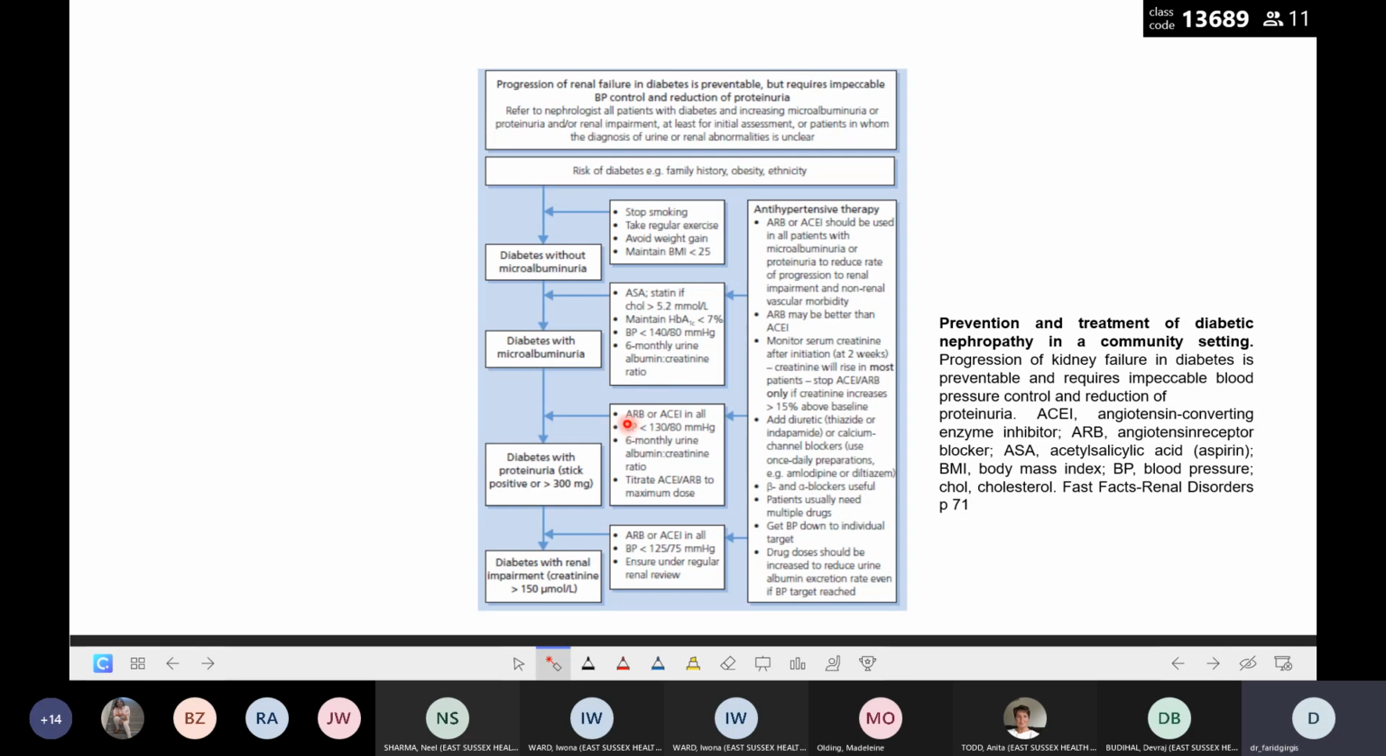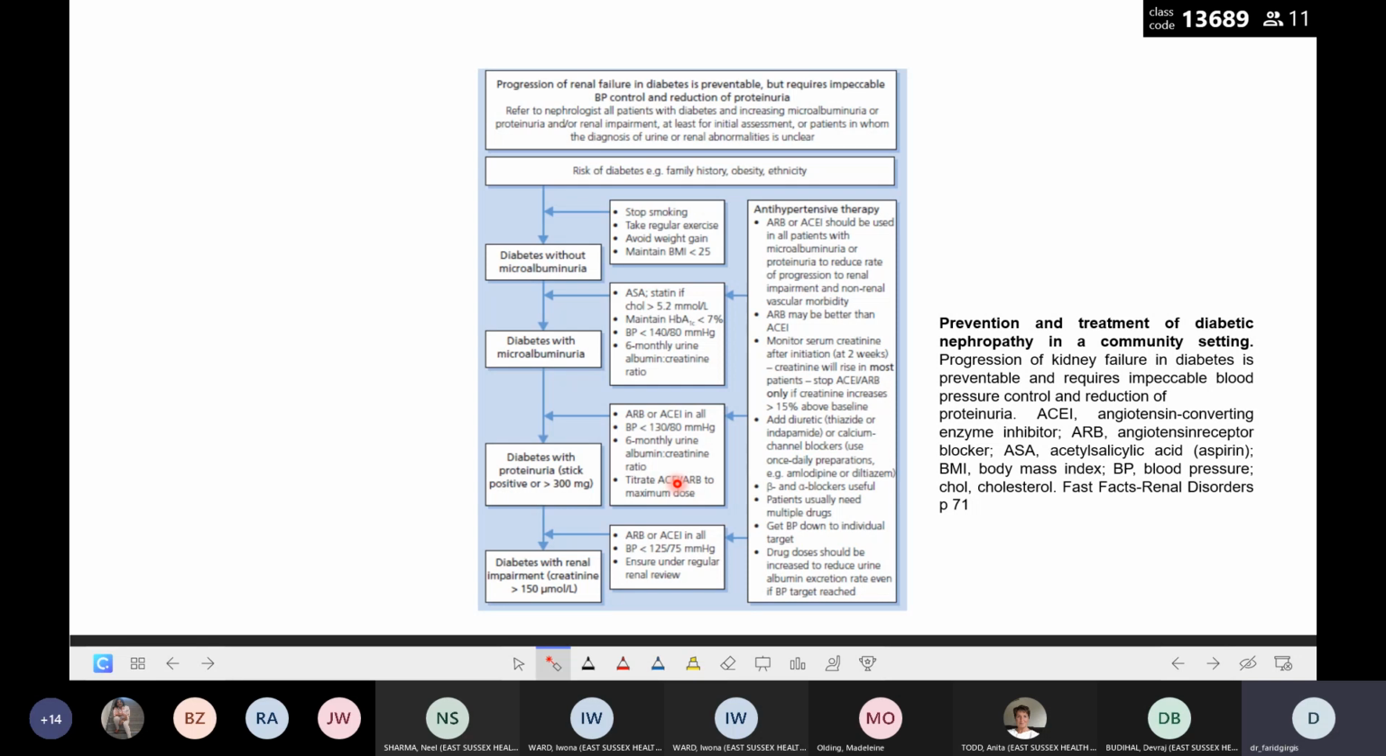And in this stage, please look at this. You will find every time the proteinuria increases, our blood pressure target decreases. So without the proteinuria, our target was 140 over 80. And then when we got microalbuminuria, target blood pressure is less than 130 over 80. And in case of overt proteinuria, the blood pressure target is less than 125 over 75. So this is an important point to look at. So here at this stage with microalbuminuria, we will start ARBs or ACE inhibitors in all patients. Blood pressure less than 130 over 80, this is our target. And also we will continue the 6-monthly urine albumin creatinine ratio.